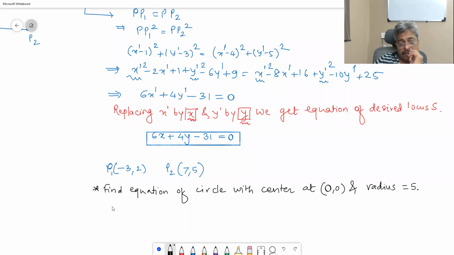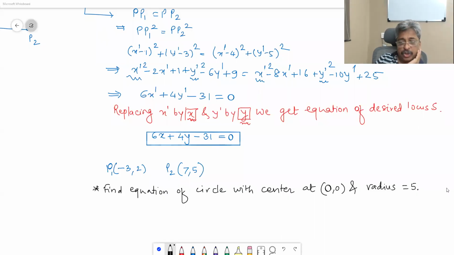Next problem is find equation of circle with center at 0, 0 and radius is 5. Solve it as a locus problem. Complete writing the complete correct solution. And then finally show me the answer.